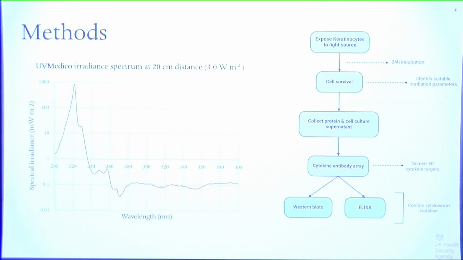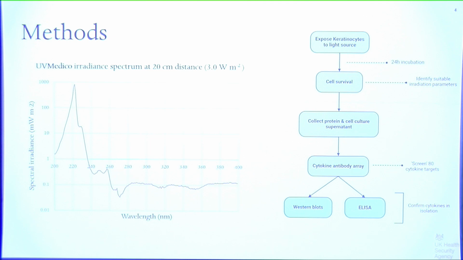So we conducted this work using the UV Medico far-UVC device, which peaks at a wavelength of 222 nanometers, whilst the longer wavelengths are filtered. So we exposed our keratinocytes in a Petri dish to the far-UVC light source, and we allowed these cells to incubate for 24 hours. And the first thing that we needed to do was to determine cell survival. Now this was to identify suitable irradiation parameters where we can investigate these far-UVC driven cellular processes in cells that are actually alive.